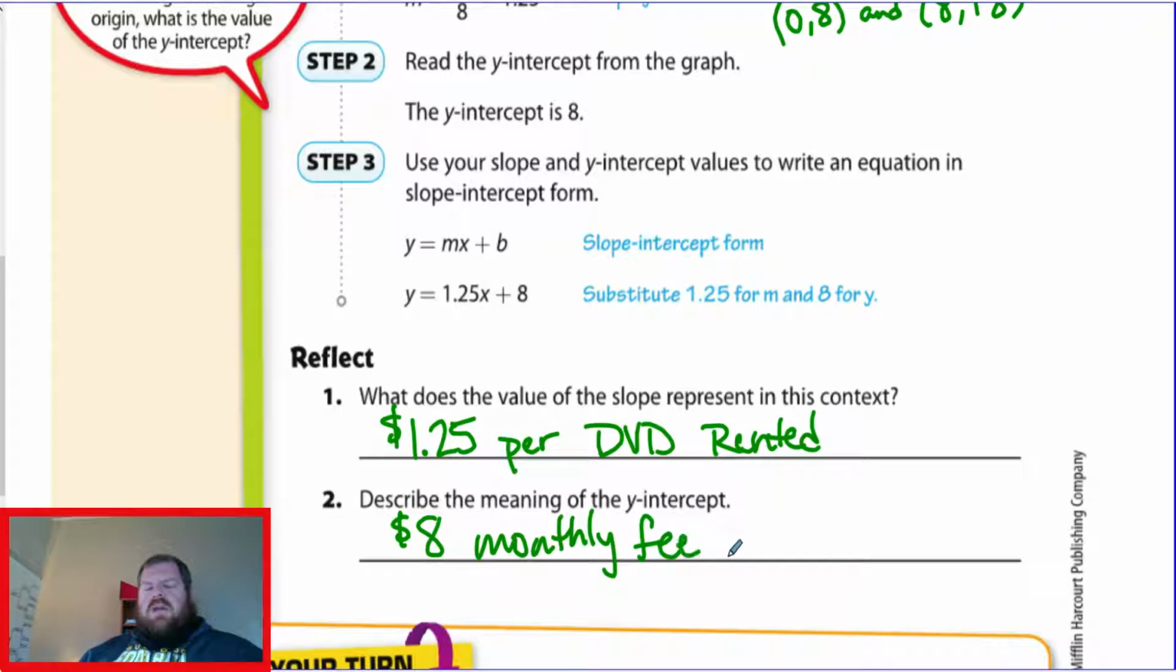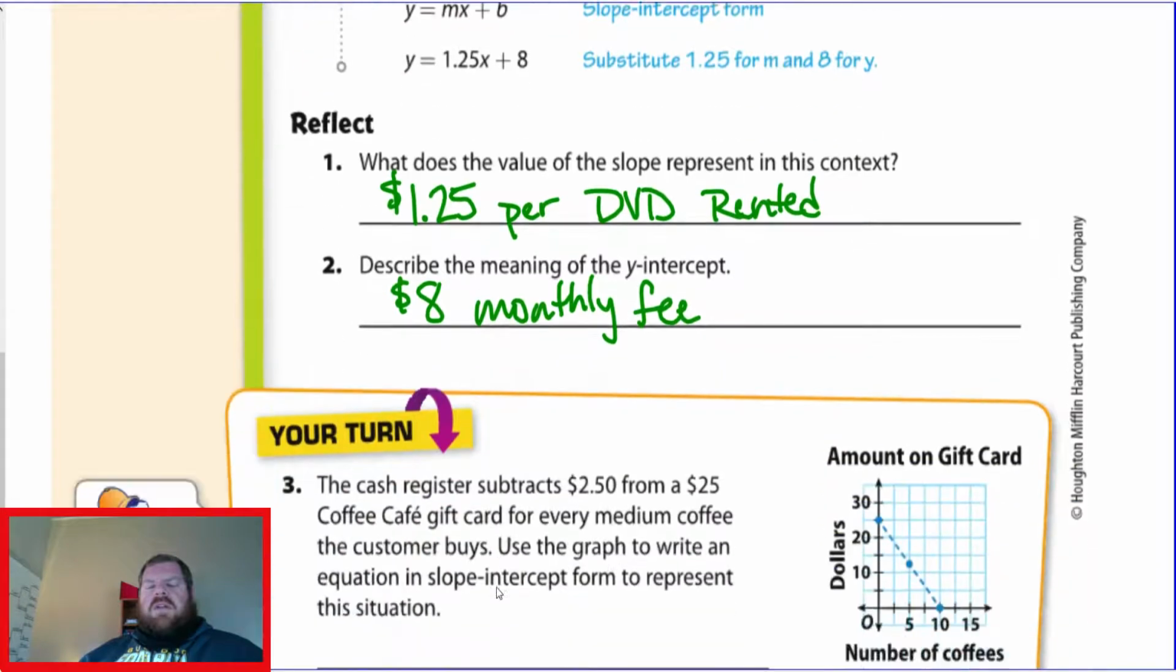So again, kind of like the Greta problem, if they don't rent any DVDs here, the company is still going to get some money from them. They're going to get $8 from whoever is a part of this club or this group. So it's just a way that they can make money even if you don't rent any DVDs.